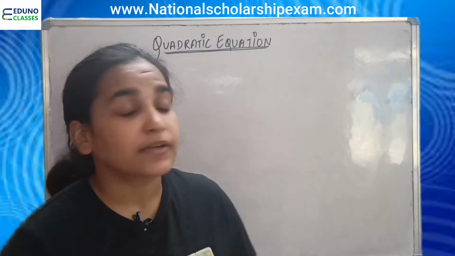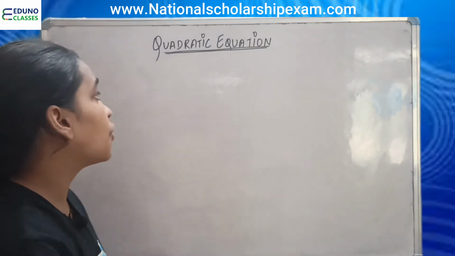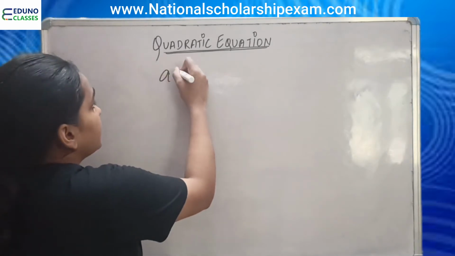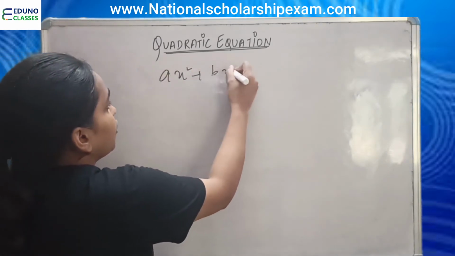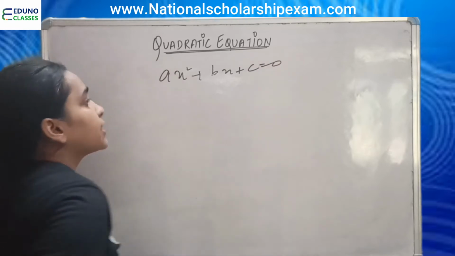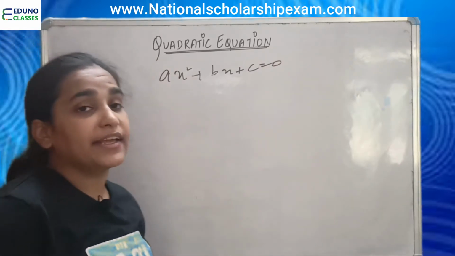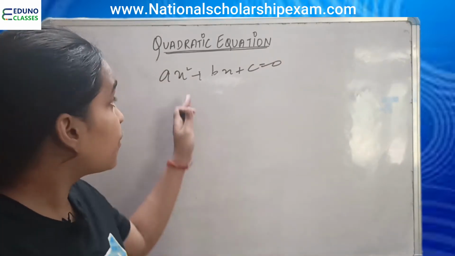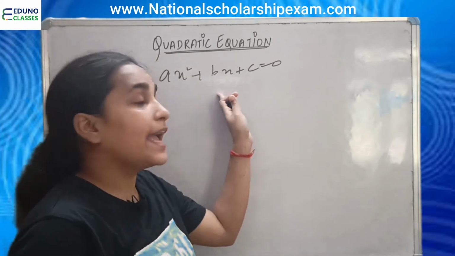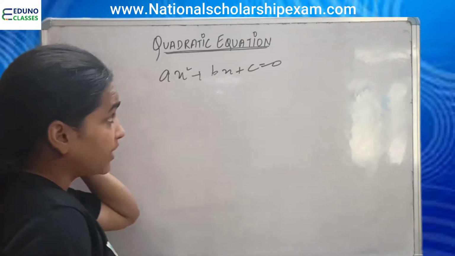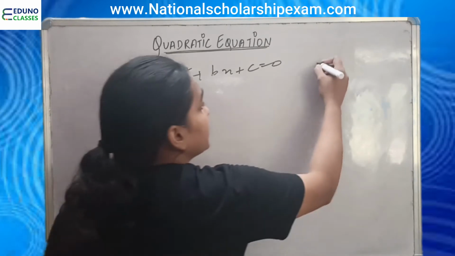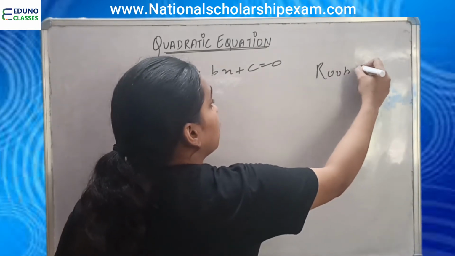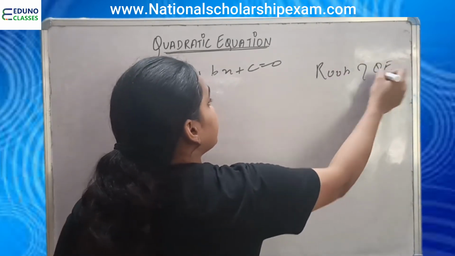So today we are here to discuss more about quadratic equation. So what is the general representation of quadratic equation? I hope you remember ax squared plus bx plus c, where a is defined as coefficient of x squared, b is defined as coefficient of x and c is the constant term. Now we solve these equations to find the roots of quadratic equation.